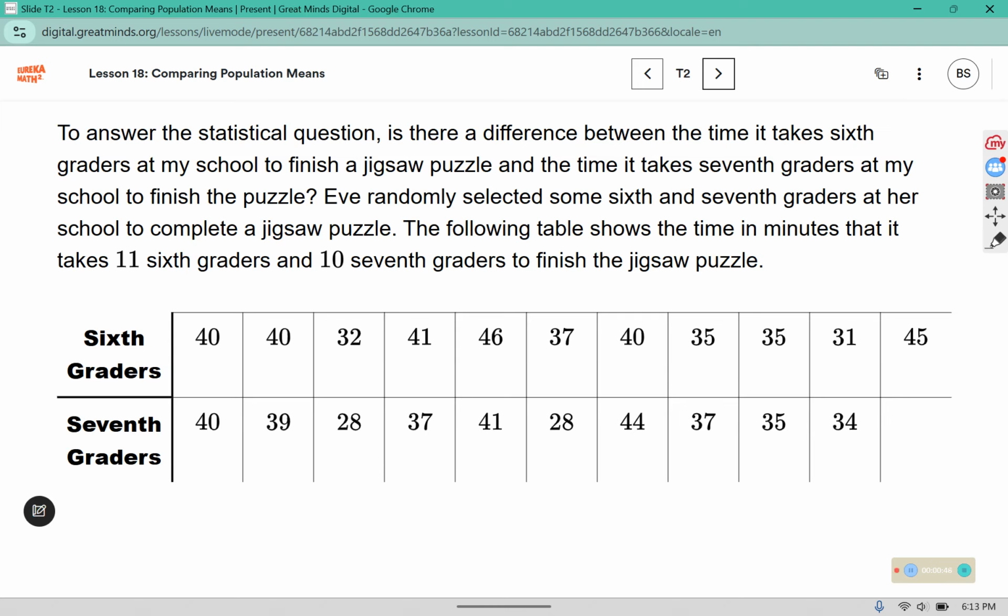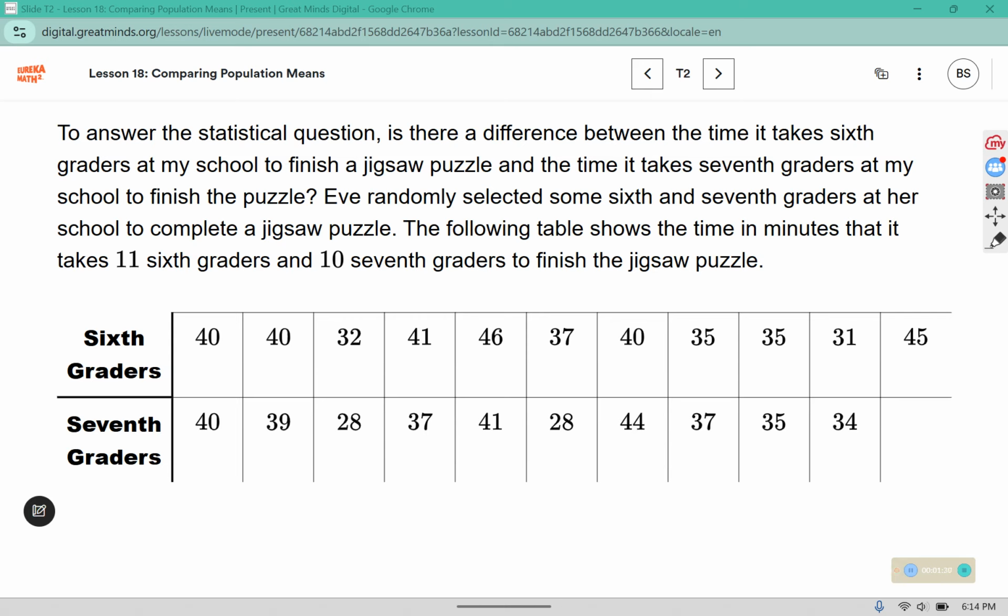To answer the statistical question, is there a difference between the time it takes 6th graders at my school to finish a jigsaw puzzle and the time it takes 7th graders at my school to finish the puzzle? Eve randomly selected some 6th and 7th graders at her school to complete a jigsaw puzzle. The following table shows the time in minutes that it takes 11 6th graders and 10 7th graders to finish the jigsaw puzzle. This data would be considered a sample because she didn't ask every 6th grader or every 7th grader at her school. She only asked a small portion of the population. So she took a sample.